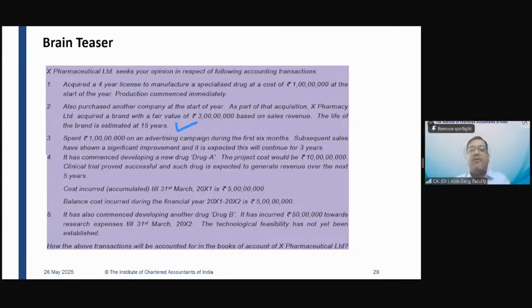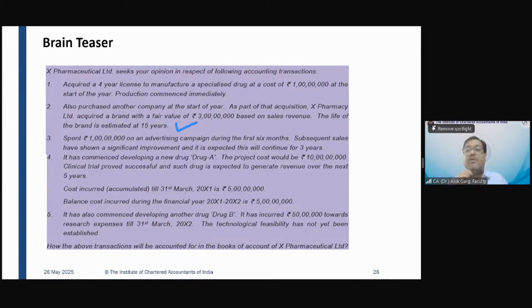So what will be the accounting? This brand has to be capitalized. It should recognize the brand as an intangible asset because it is a part of the acquisition and it is separately identifiable, because the company is paying a premium for that. So this brand has to be capitalized at 3 crore, brand account debit to bank account. Because of the purchase consideration basically, and that purchase consideration includes this brand.